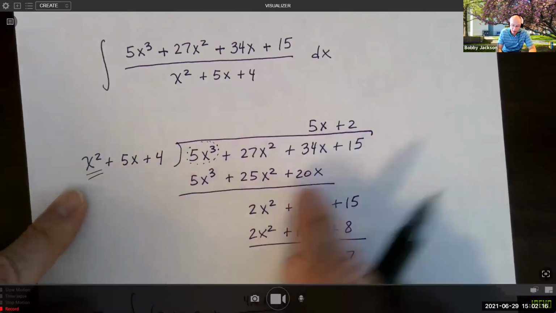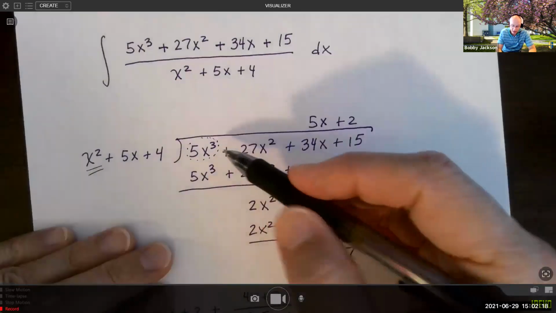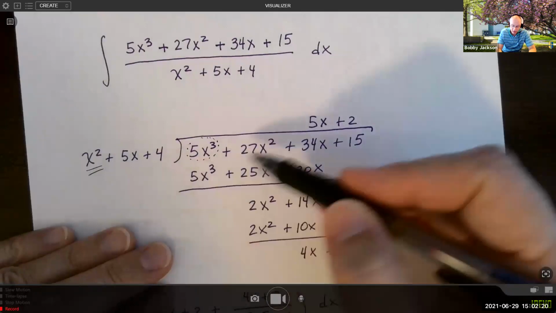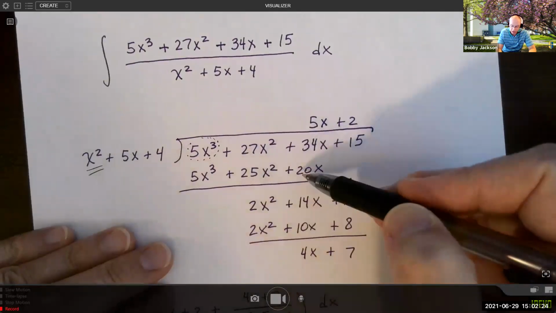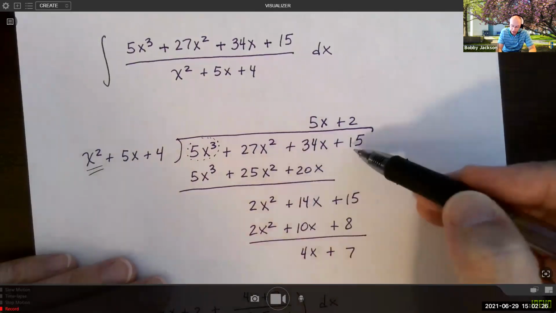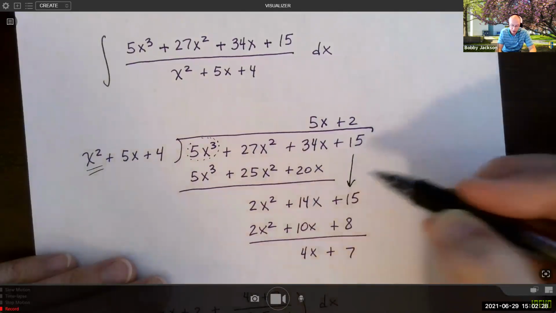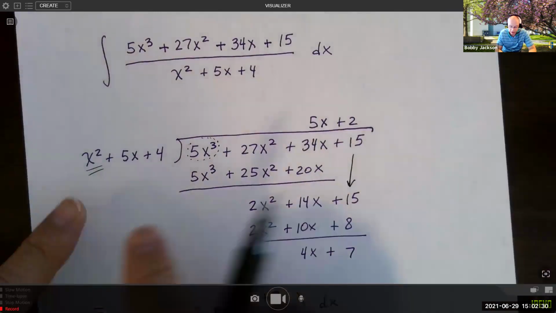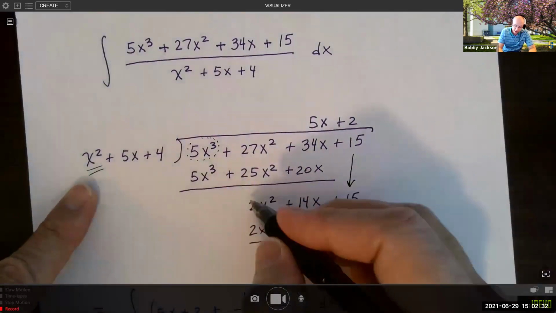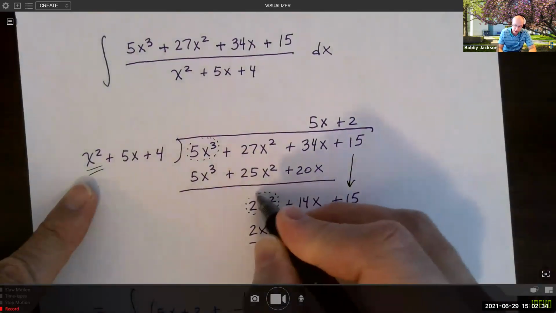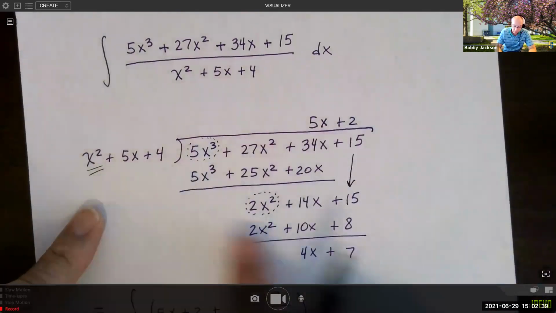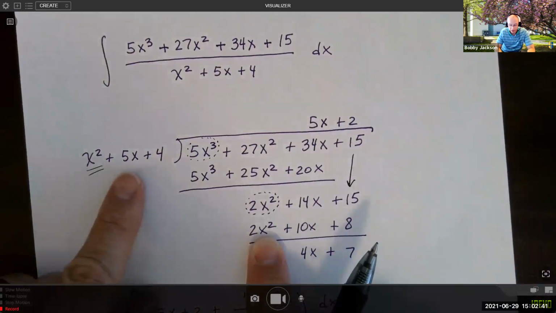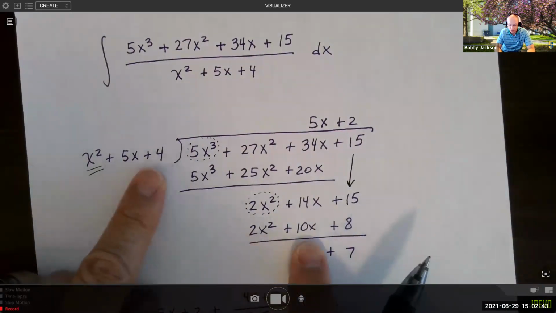And then be real careful here. We're subtracting, not adding. So 5 minus 5 is 0. 27 minus 25 is 2x squared. 34 minus 20 is 14x. And then we bring down the 15. And then we redo it all over again: x squared into 2x squared. How many times does x squared go into 2x squared? 2 times. Distribute this 2 through. 2x squared. 2 times 5 is 10x. 2 times 4 is 8.